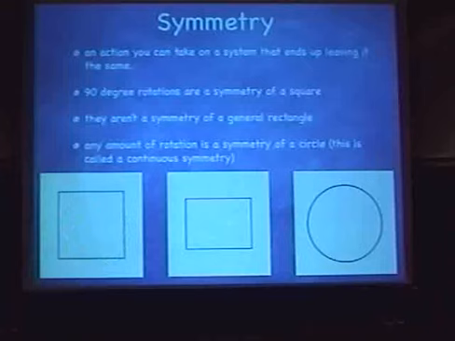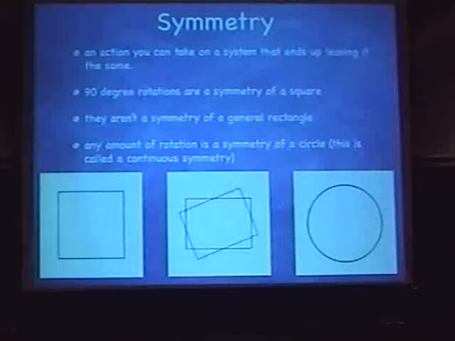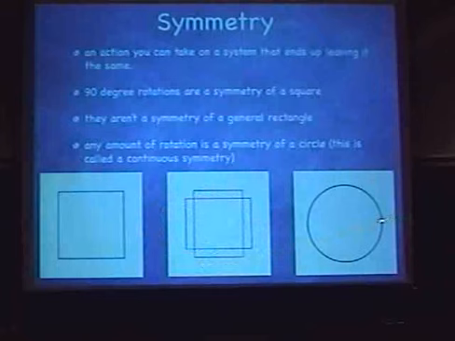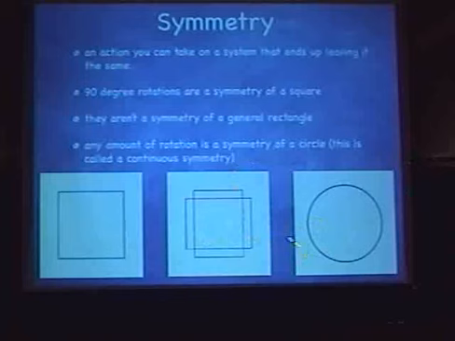If you rotate it by 90 degrees, you get back to a square. It's very exciting. 90 degree rotations are not always the symmetry of any system. If you start with an arbitrary rectangle, and you rotate that by 90 degrees, you don't come back to the rectangle. Now, if you rotated it by 180 degrees, you would. But a 90 degree rotation is not a symmetry of an ordinary rectangle.